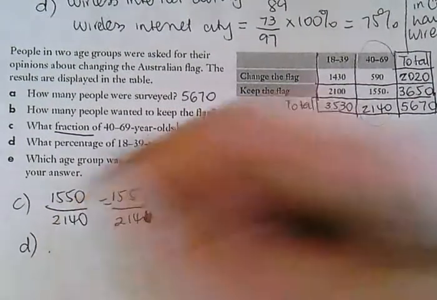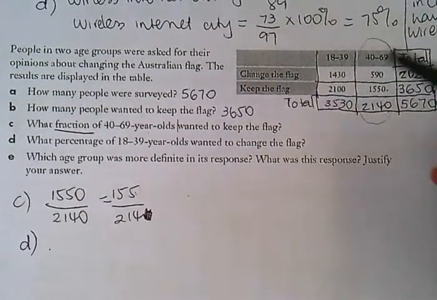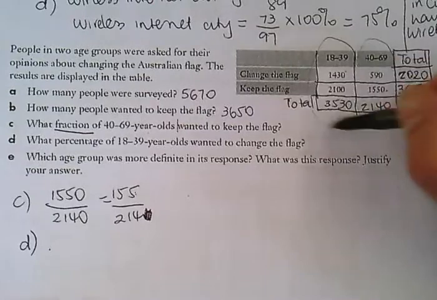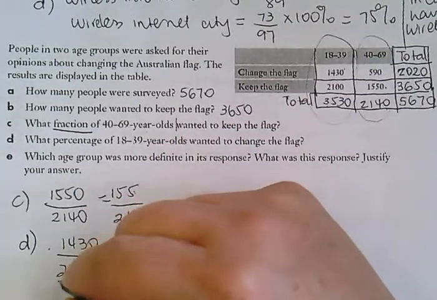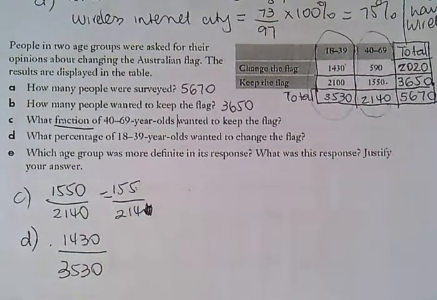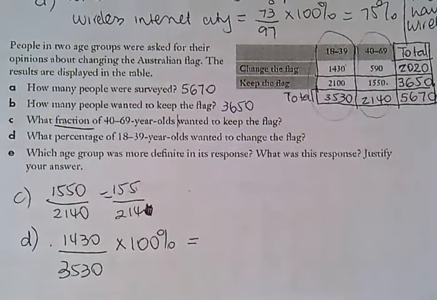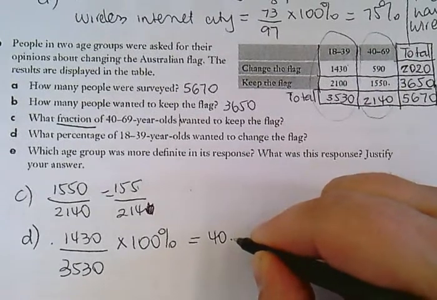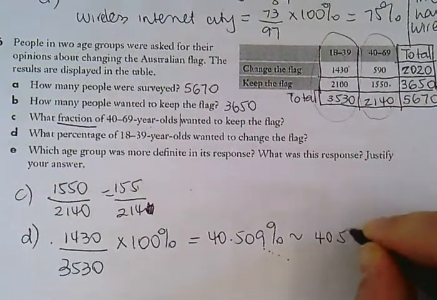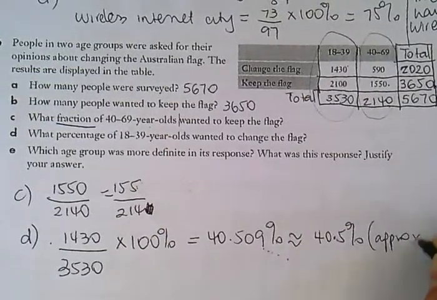Right, D. What percentage of 18 to 39-year-olds wanted to change the flag? So we're only looking there. 1430 over 3530 times 100 will give me a percentage. 40.51. You say 40.5? Approximately. And you can go approximately.